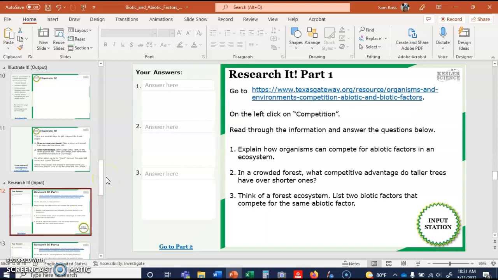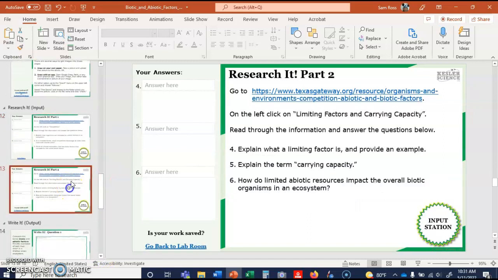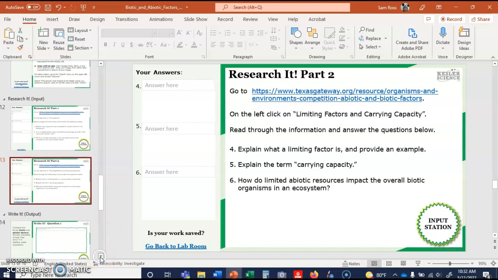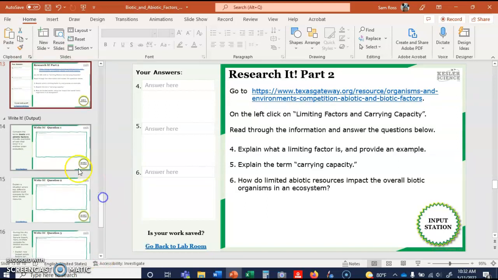Next is research it, and I've given you the link for this. You're just going to follow the information, read through it, and answer these questions here. Explain what's the competitive advantage, 2 biotic factors. Continue. Is it going to let me continue? Part 2 is the same website, but you click on a different part of the website, and you'll answer 4, 5, and 6 over here on the side. Keep going.